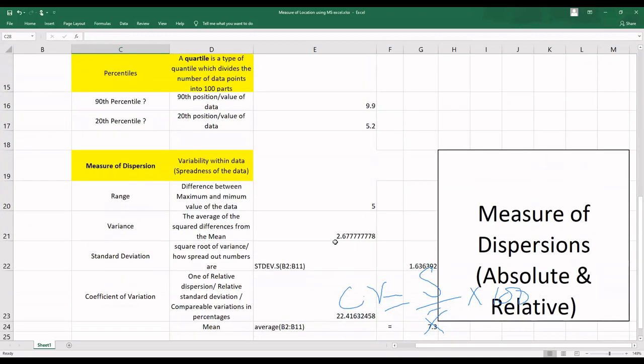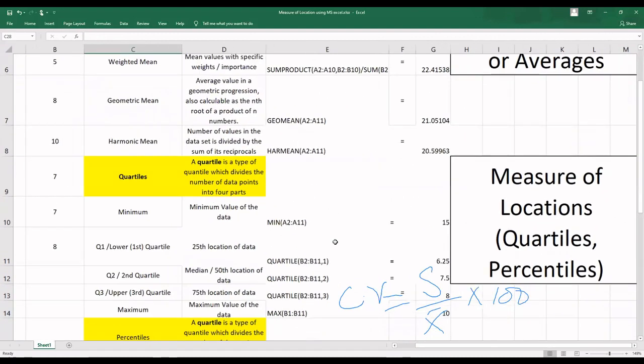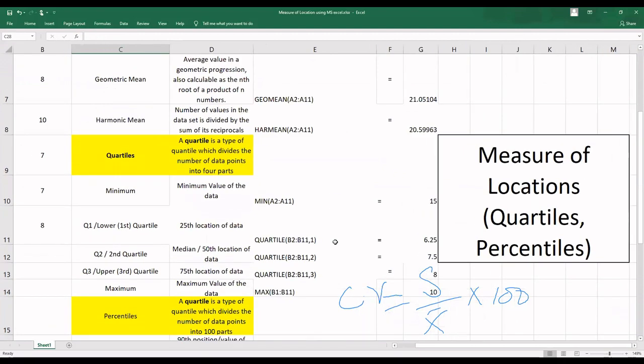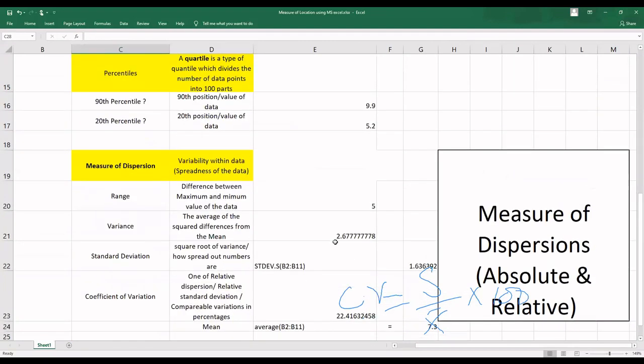So in this video I have performed many functions like mean, median, mode, weighted mean, geometric mean, and harmonic mean, the measures of location, or center, the averages. The main five averages I've told you, and also measures of location like quartiles and percentiles. Then for measures of dispersion, I've told you four: range, variance, standard deviation, and coefficient of variation.